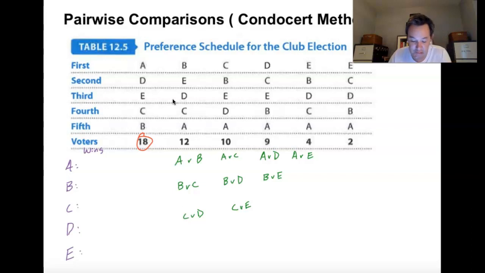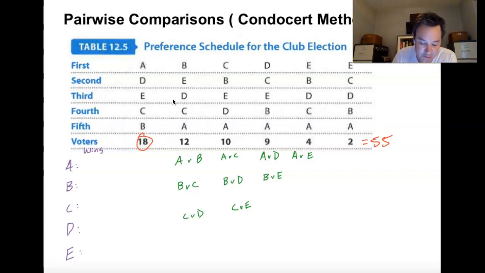Let's do this. To make this one a little easier, we can add up the total number of votes. So 18 plus 12 plus 10 plus 9 plus 4 plus 2 is 55. That way, now all I have to do is pay attention to one candidate, and if they get over half the 55 votes, then they're the winner. Since it's head-to-head, it's just majority wins, right?